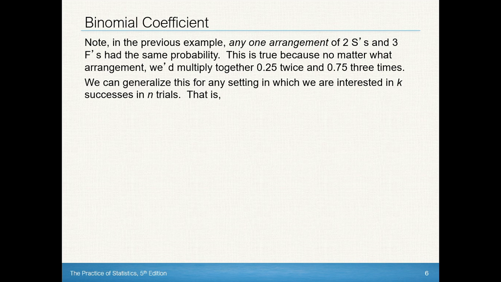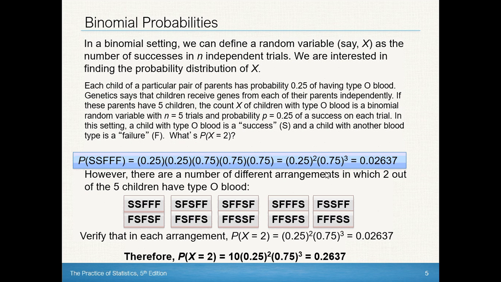Note, in the previous example, any particular arrangement of 2 successes and 3 failures has the same probability. In other words, each of these 10 cases has the same probability because all we're doing is rearranging the 0.25 and the 0.75 in that formula. It'll multiply out to be the same thing.